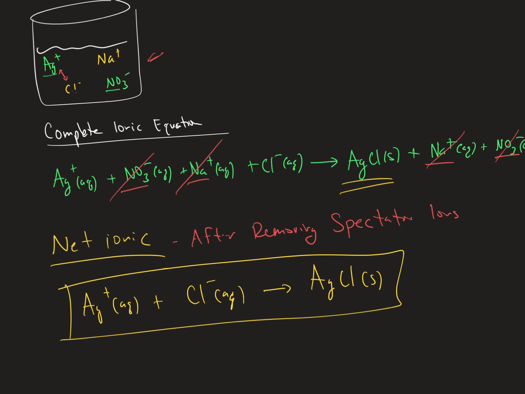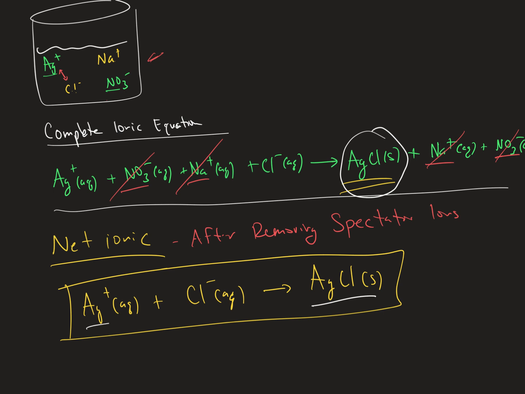Could I have done this without writing the complete ionic equation? Yeah. We can see that this is my only product, right? There it is. And what's that product made of? Silver ions and chloride ions. That's it. Then just make sure it's balanced before you use it, right? Okay. Any questions on precipitation reactions? Should we do one more?